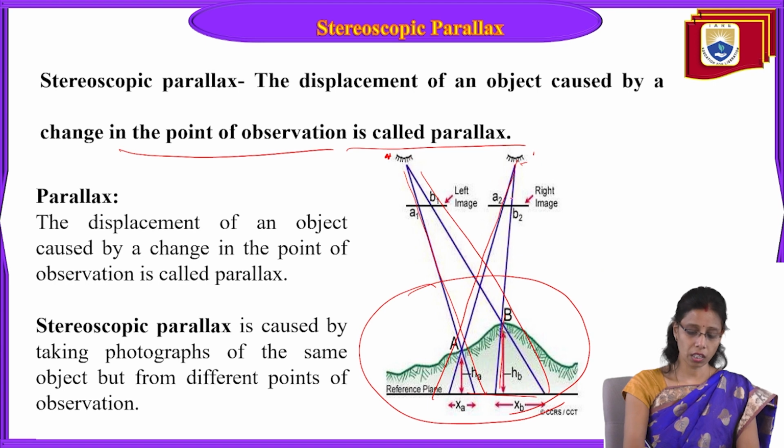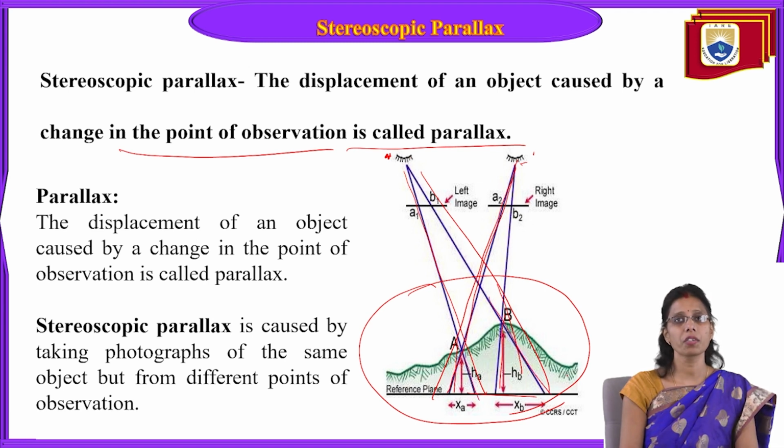So you can see from here, this portion is more visible and this portion is less. Whereas here, this portion is less and this portion is more. So the point of observation differs in a photo, and from our eyes also. Once we see with our left eye, the point of observation is different. From the right eye, the point of observation is different.